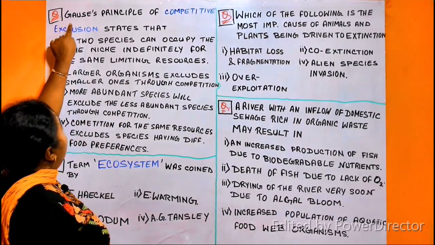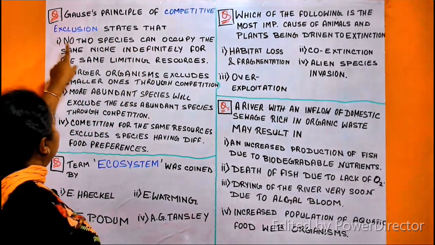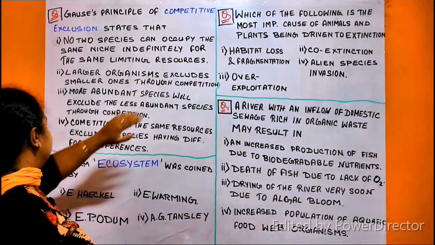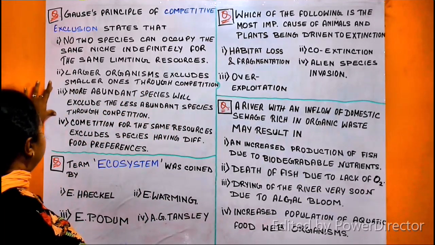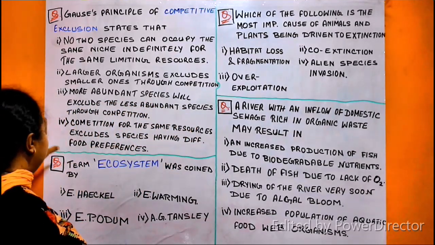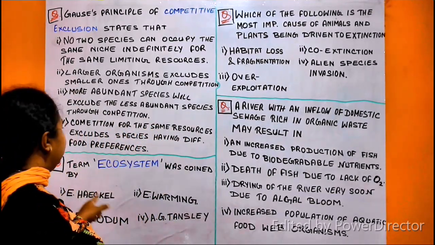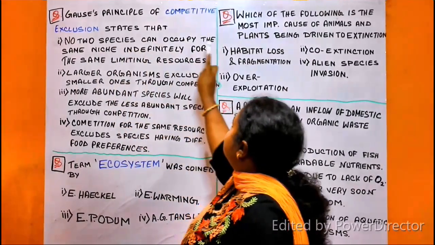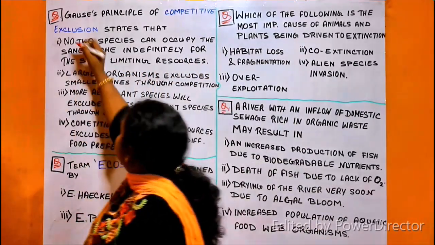Okay, next question. Gause's principle of competitive exclusion states that: number 1, no two species can occupy the same niche indefinitely for the same limiting resources. Number 2, larger organisms exclude smaller ones through competition. Number 3, more abundant species will exclude the less abundant species through competition. And 4, competition for the same resources excludes species having different food preferences. Now actually it is Gause's principle that states no two species can occupy the same niche indefinitely for the same limiting resources.